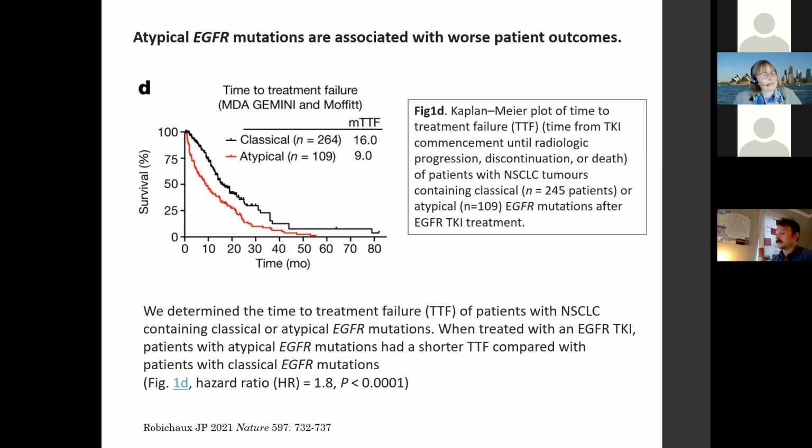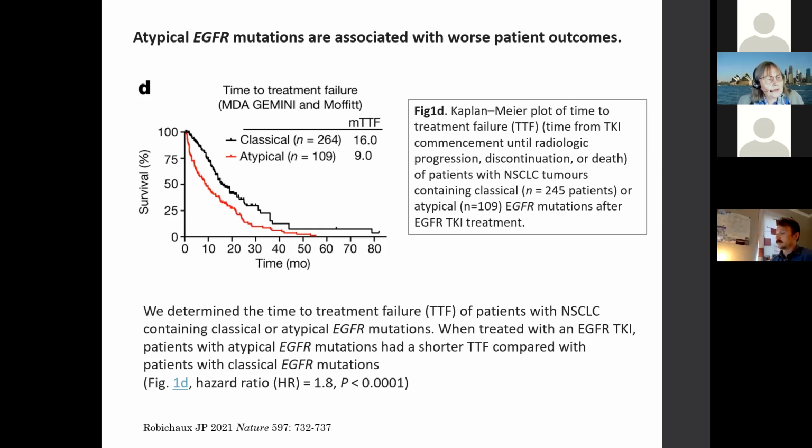If you're interested, please read the paper. But here, from their figure 1, panel D has a survival graph in 264 people with classical mutations and 109 with atypical. And you can see that you would rather have classical, because the atypical actually has worse survival than the classical.